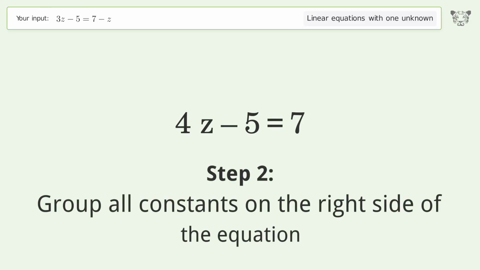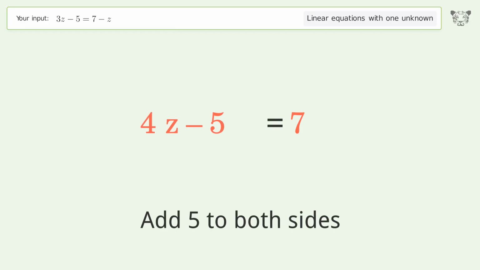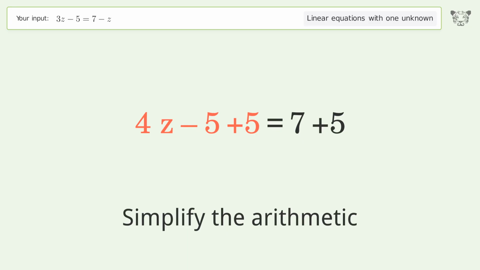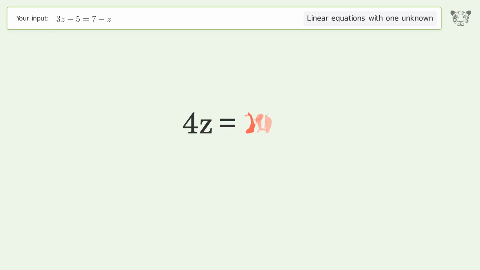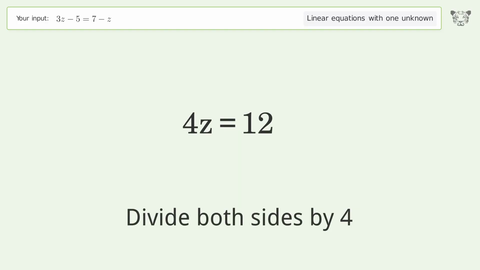Group all constants on the right side of the equation. Add 5 to both sides. Simplify the arithmetic. Isolate the z. Divide both sides by 4.